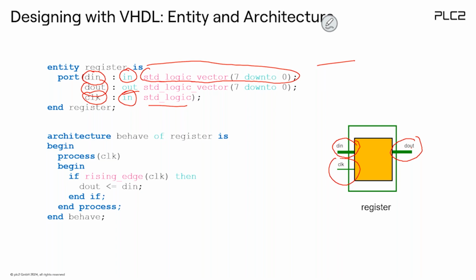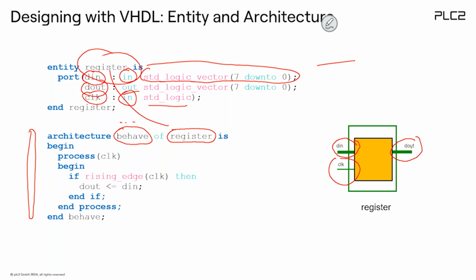Now the question: what's inside? The next description is the architecture. The architecture has a name. Usually we use XX or behave or whatever. It doesn't play a really big role. It plays a role only if you would use a so-called configuration, but at this time we will not use it. So this is just a default name. We can always use the same name. But that's a reference. So that's the architecture, the internal circuit of this entity which is called register. That's the reference here.